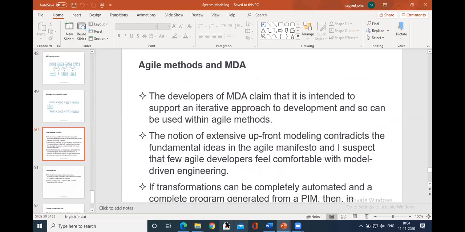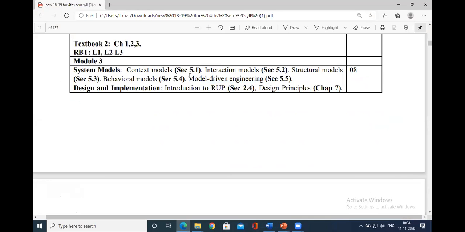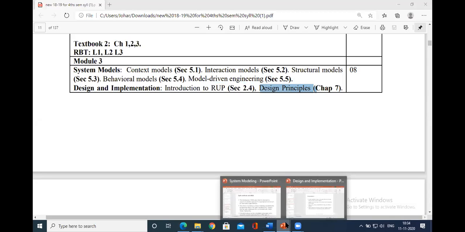So let me go to this topic. Model driven engineering, I say once again, I'll repeat it next week, Wednesday, because I don't consider it more important for examination or internal point of view, and moreover, it is theoretical at a somewhat higher level. So we'll go to design and implementation. In this one, we'll first cover the design principles. Okay, design principles. What are design principles?